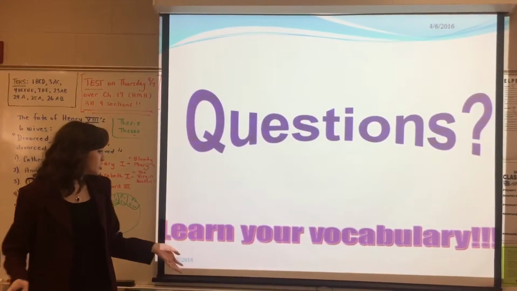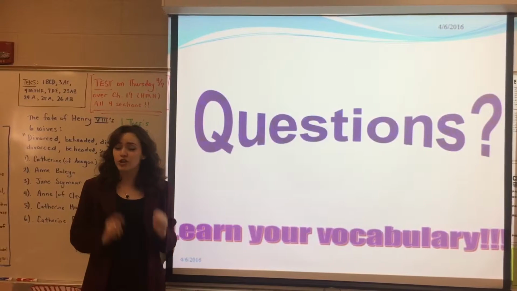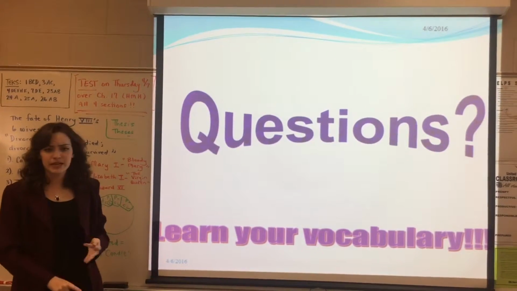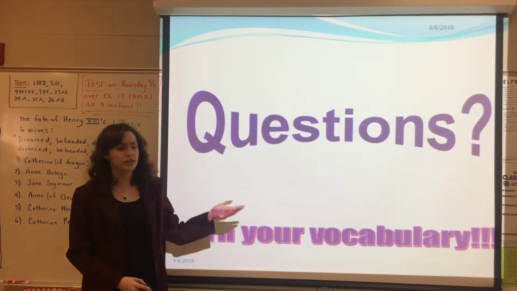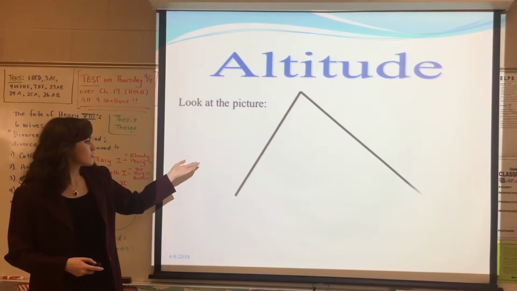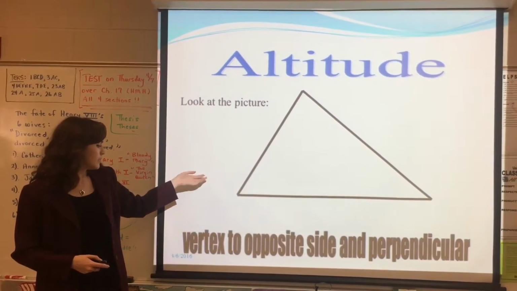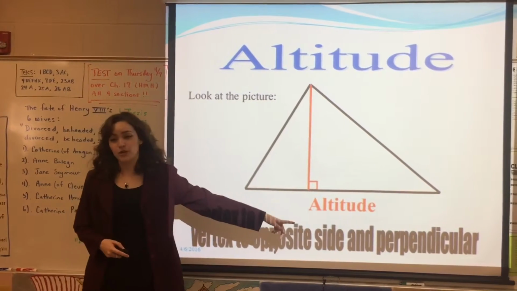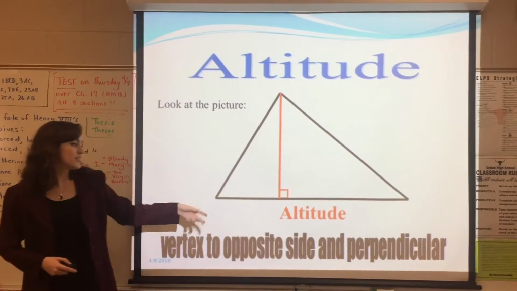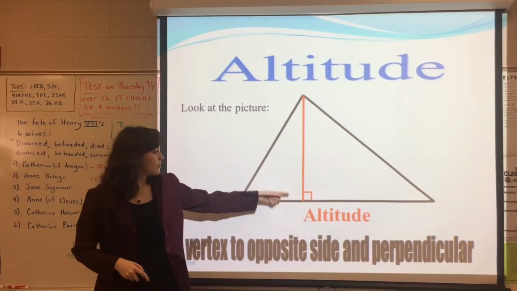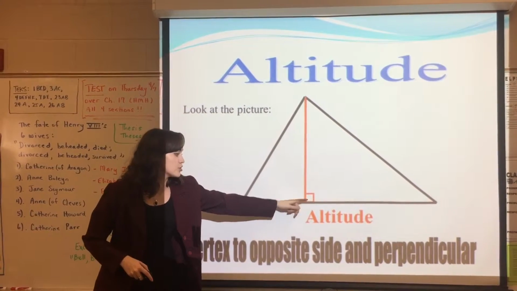Now, do you all have any questions? I want you guys to learn this vocabulary. It's very important. We've gone over already vertex, median, centroid, and we're going to continue on. Now we're going on to altitude. Let's look at this picture for a second. Okay, vertex to the opposite side and perpendicular. So that's the difference between what we went over first and now altitude: it's creating a perpendicular line.